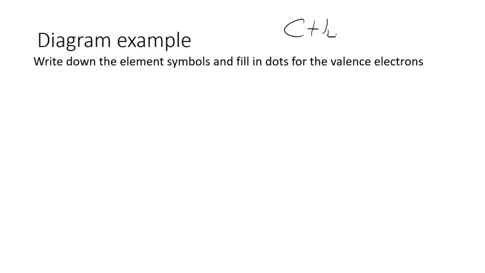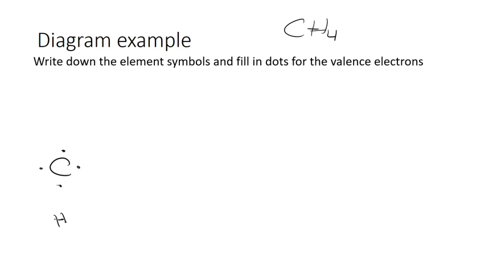So if we're looking at this molecule, CH4, we're going to start by writing down the element symbols and filling in the dots. All right, so C has 4 valence electrons. It's in column 4A. 1, 2, 3, 4 dots.